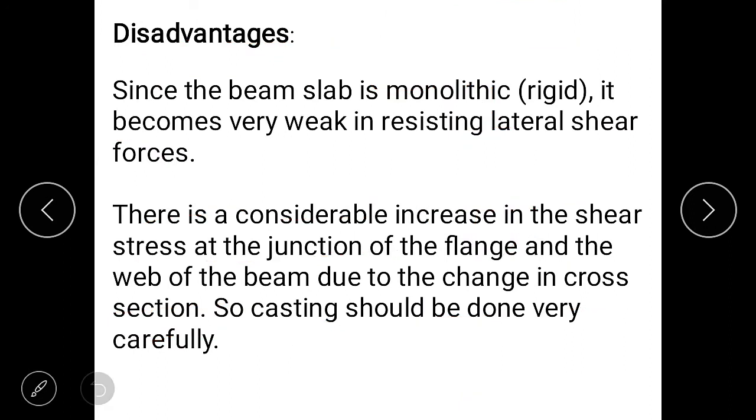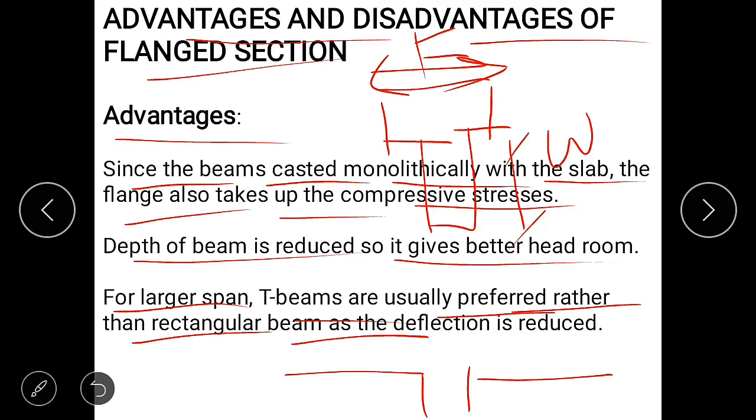Now we are going to study disadvantages. We studied advantages. Why have we provided a flanged beam, T-beam or L-beam? Because a T-beam has less deflection, and the depth of the beam also reduces, and when we cast monolithically, the flange also takes compressive stress. Because of that we provide a flanged beam.